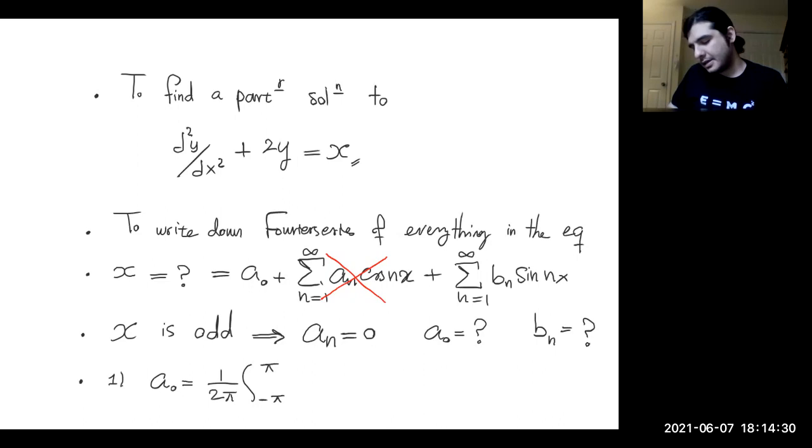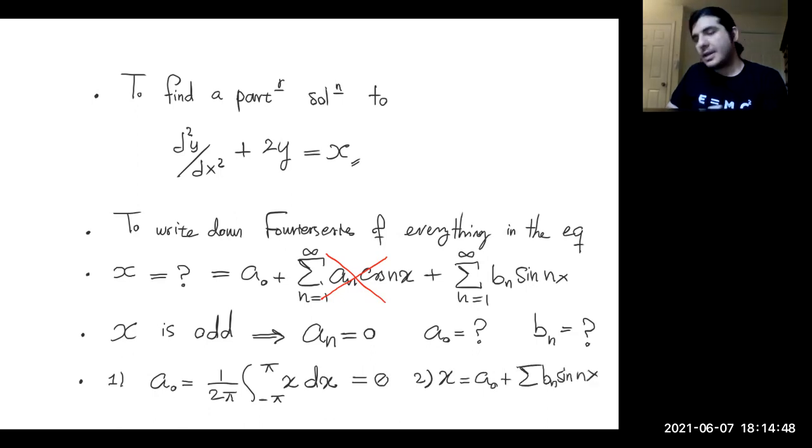F of x, which is x dx, and compute, and you would see this is equal to 0. Or you can just directly say if x is equal to a naught plus sigma bn sine of nx. If we let x be 0 on both sides, the left-hand side would be 0, the right-hand side would be a naught plus sine of 0, which is 0, which again shows a naught would be 0. Okay, so a naught is also 0.